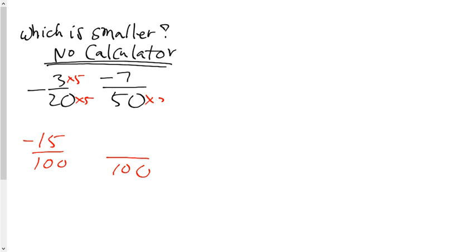And over here, if I multiply by 2 and multiply by 2, I get negative 14/100ths. So those are our two equivalent fractions. And since when we're dealing with negative numbers, the closer it is to 0, the larger it is, and the farther away from 0, the smaller it is, this one is our smaller number. So the answer to the first question is negative 15/100ths is our smaller fraction.